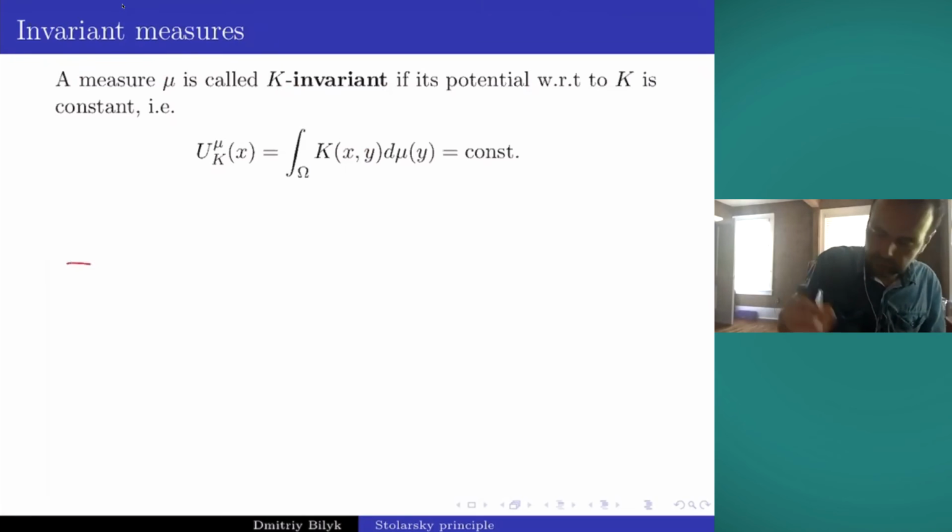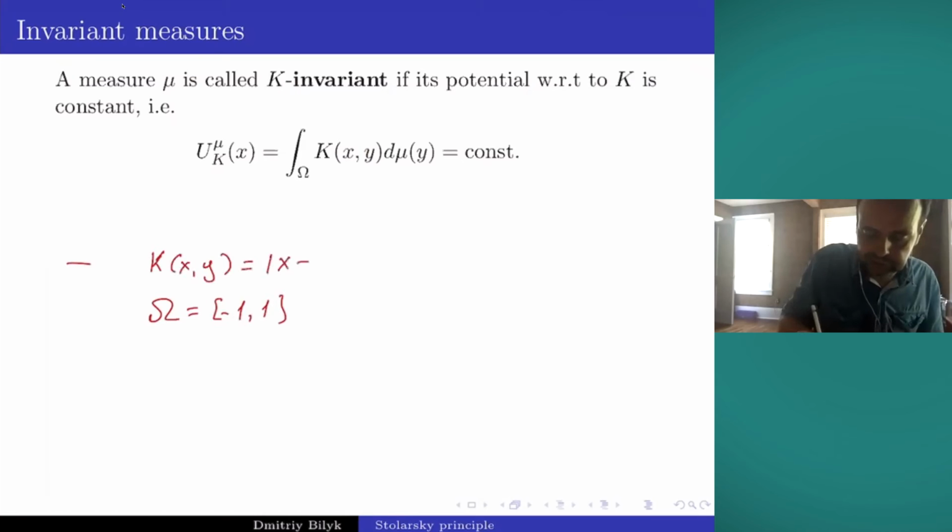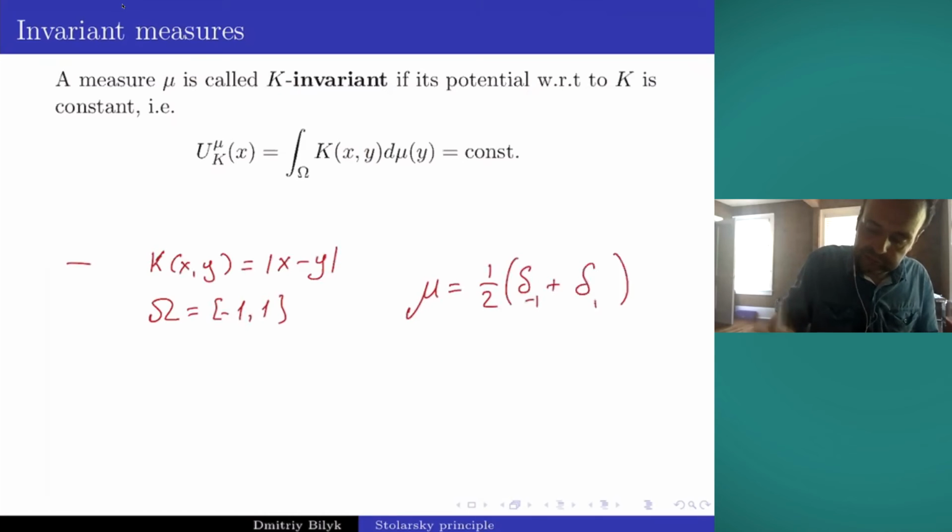There are other examples. Let me mention one. If your Omega is the interval from -1 to 1, and K(x,y) is again essentially the Riesz energy, the absolute value of x minus y, then if you take the measure concentrated at two opposite points, this is actually going to be K-invariant on Omega. So there are cases when you have a K-invariant measure not with full support. They arise in so-called rendezvous numbers. It's a very interesting topic in metric geometry, but I don't have time to talk about it.